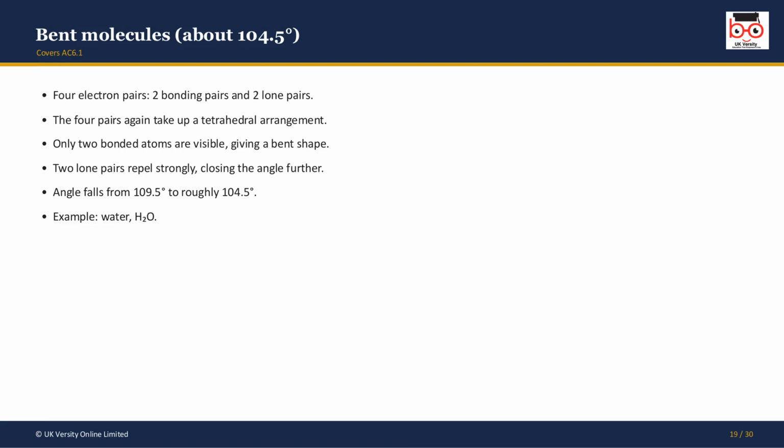Now bent molecules from 4 pairs. Here we have 2 bonding pairs and 2 lone pairs. Again, the 4 pairs take up a tetrahedral arrangement, but only 2 bonded atoms are visible, which gives a bent shape. With 2 lone pairs repelling strongly, the angle closes further, falling from 109.5 to roughly 104.5 degrees. Water is the classic example.